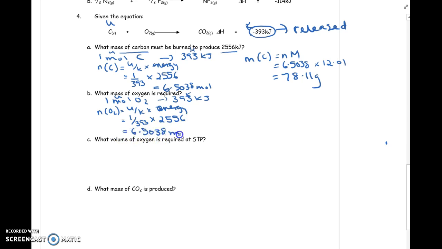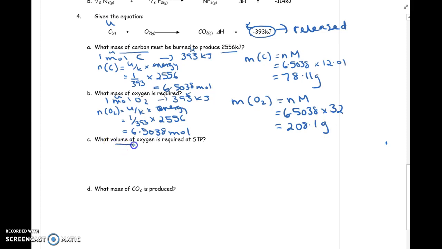6.5038 moles. Finding the mass of the oxygen is equal to number of moles times formula mass, which is 6.5038 times 32, and this comes out to 208.1 grams to 4 significant figures.